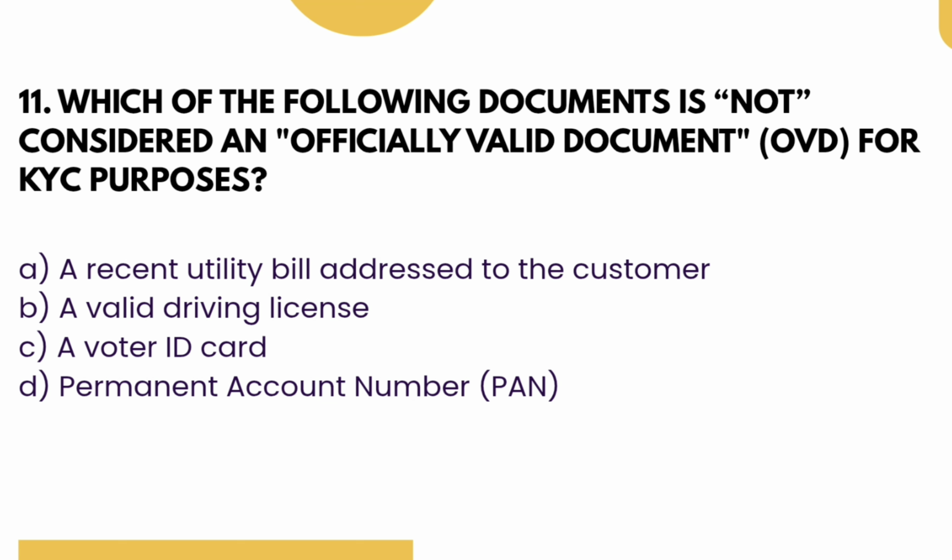The next question, which of the following documents is not considered as an officially valid document or OVD for KYC purposes? A, a recent utility bill addressed to the customer. B, a valid driving license. C, a voter ID card. Or D, a PAN card or permanent account number?